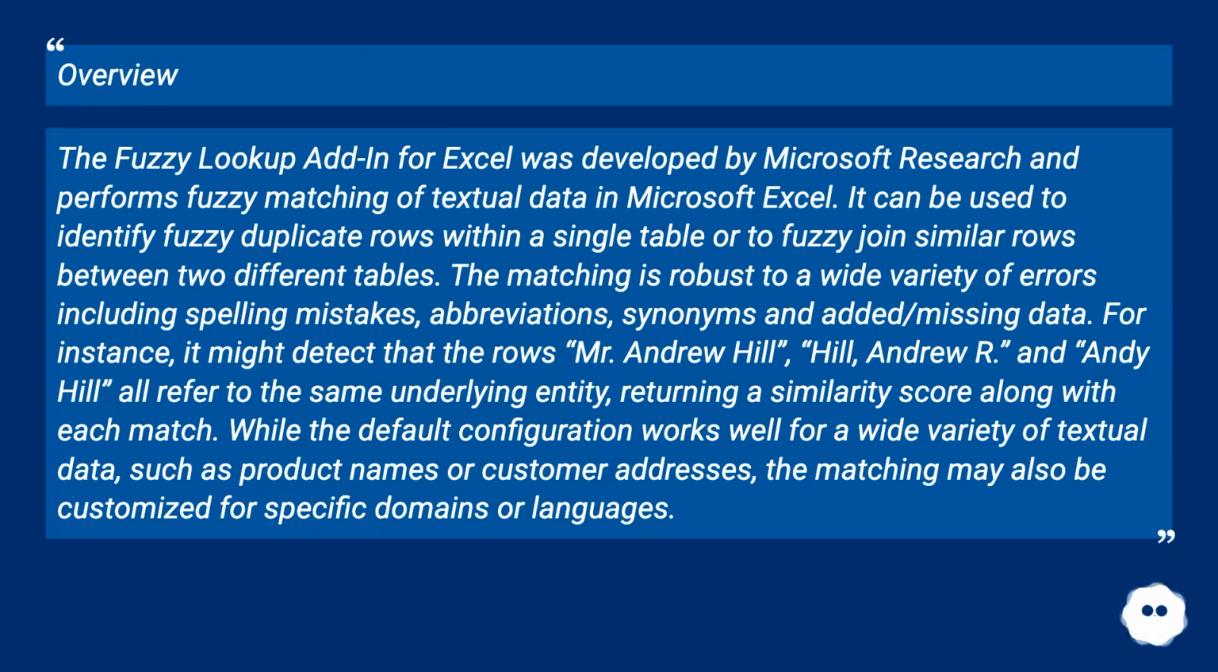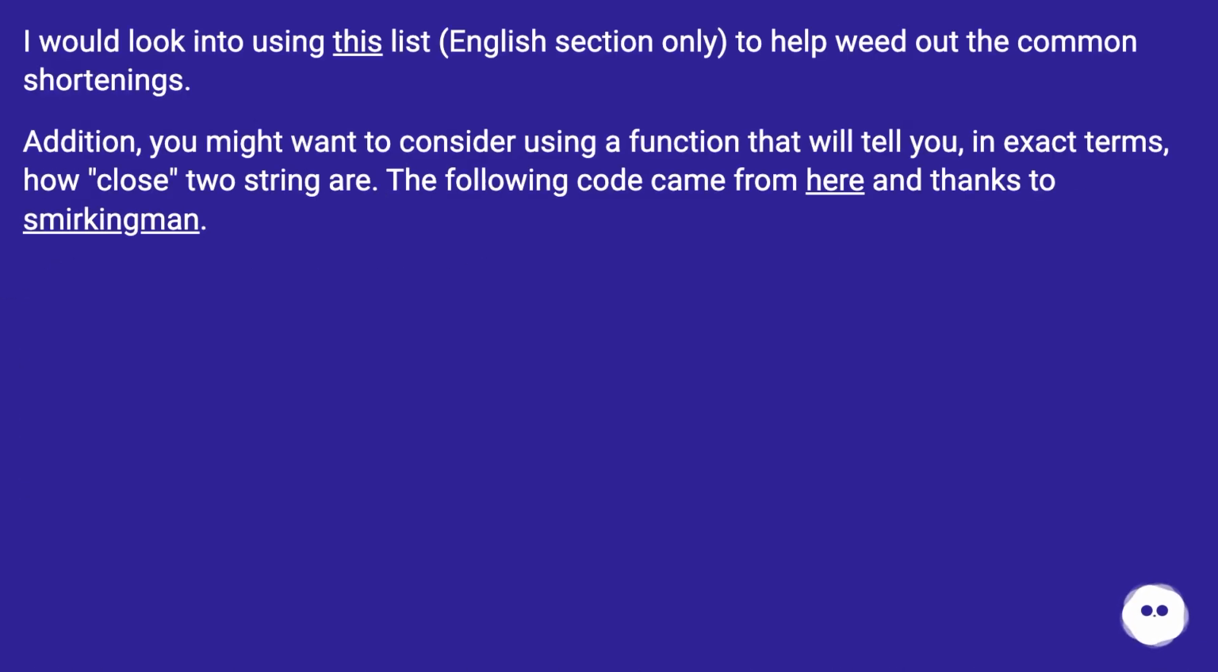For instance, it might detect that the rows of Mr. Andrew Hill, Andrew R, and Andy Hill all refer to the same underlying entity, returning a similarity score along with each match. While the default configuration works well for a wide variety of textual data, such as product names or customer addresses, the matching may also be customized for specific domains or languages. I would look into using this list, English section only, to help weed out the common shortenings.